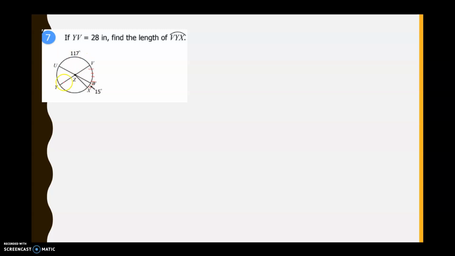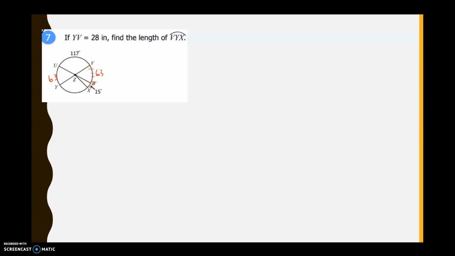How much is this? Well, I know this here is going to be 180. So I know this entire arc here. If this part is 117, that means here has to be 63, because altogether, going from Y to V has to give me 180. And I also know, because these are diameters, YV and UW, this here has to also be 63, because they're crossing through and vertical angles are congruent. So this one is 63.